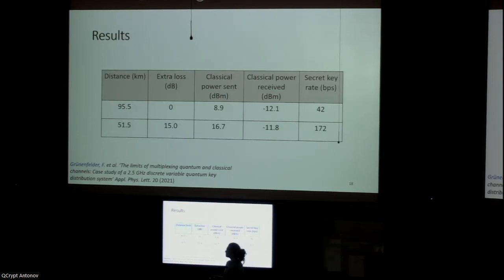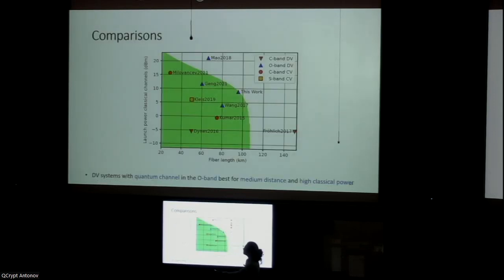So what we further did was to compare different works, including our work, because one can place oneself with the quantum channel in the C-band and the classical channel in different bands. Here we have the launch power of the classical channel, and here we have the fiber length. These are different works which also perform WDM QKD, either CV or DV, and with a different choice of bands at different classical powers. What we see here, the green is a simulation of our experimental setup. So this work, the 95 kilometer fiber result, is this point here.